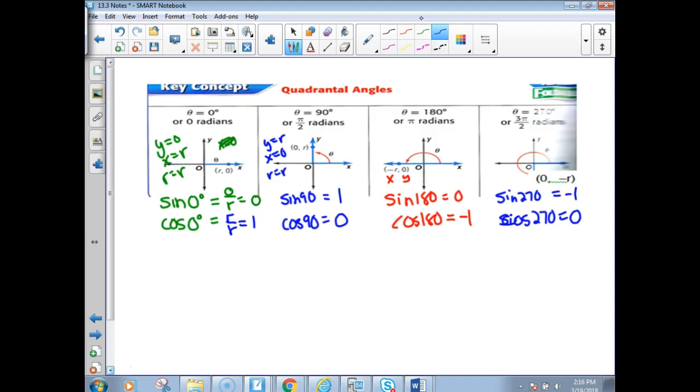Cosine would be 0. Okay, so I was asked to look at the tangents there. Sure. Tangent of 0 degrees would be y over x, which is 0 for this one. The tangent of 90 would be y over x, r over 0, that's undefined if you get 0 on the bottom. And the tangent of 180 is y over x, so that's going to be 0. And the tangent of 270 is going to be undefined.